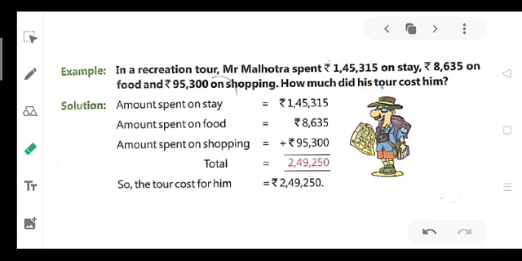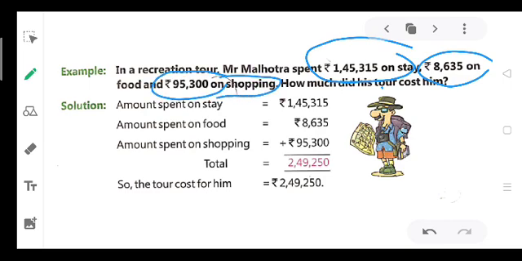So what do you understand in this question? The person's name is Mr. Malhotra. What did he do? He went on a tour, and where he stayed, he stayed in a hotel. So there he spent 1,45,315 rupees. 8,635 he spent on the food. 95,300 he spent there on shopping. How much did his tour cost? Means how much total money he spent on the tour.